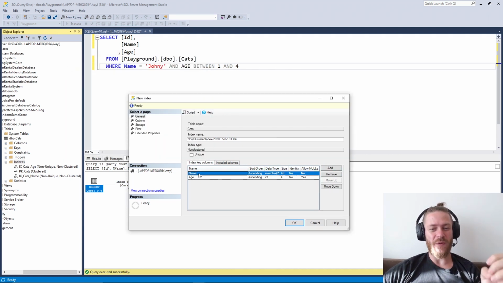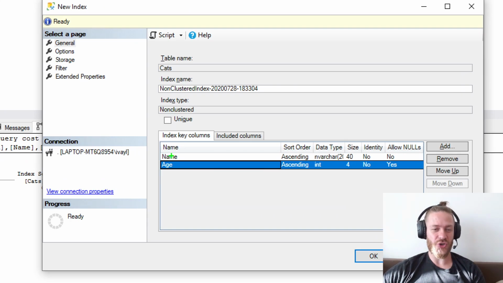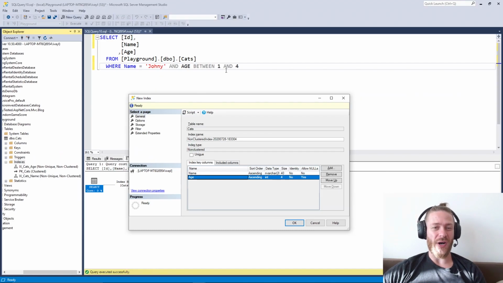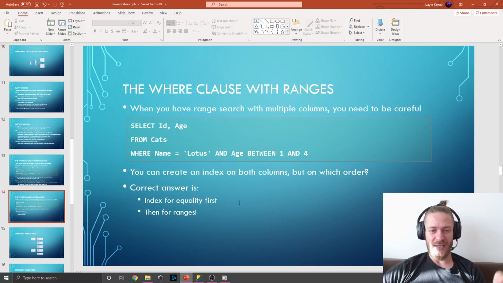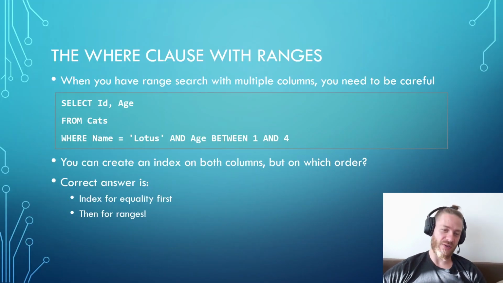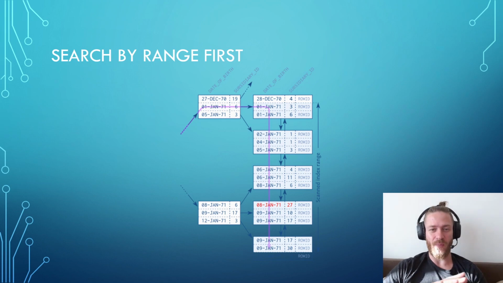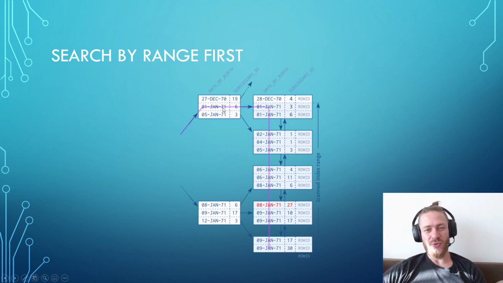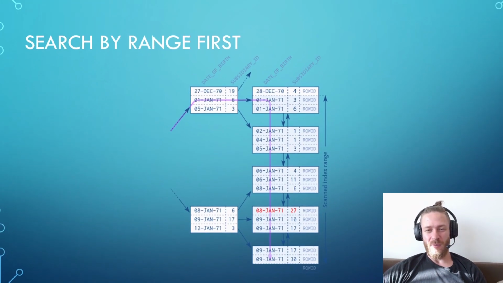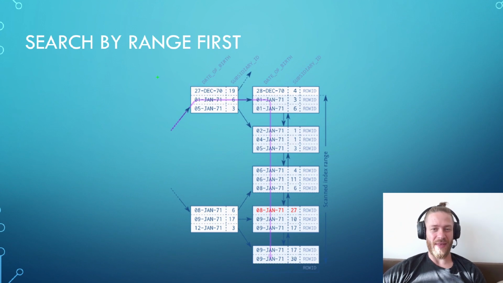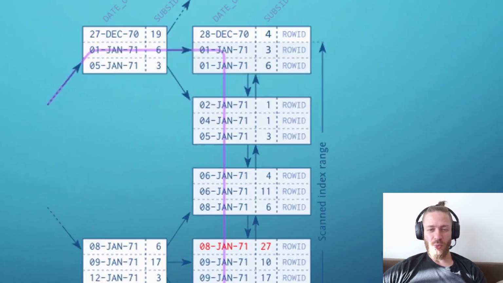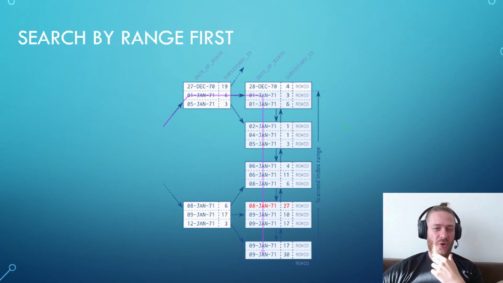The name should be first because I'm going to search age for ranges. And why is that important? Because let's see the following example. Let's say that we need to search by date range in an index and then by equality by some ID. So what will happen if we search for date ranges first?